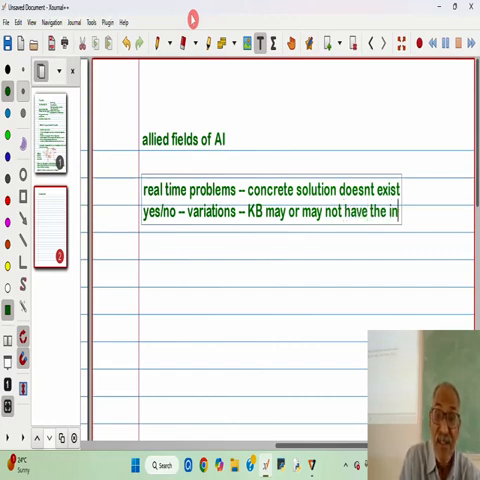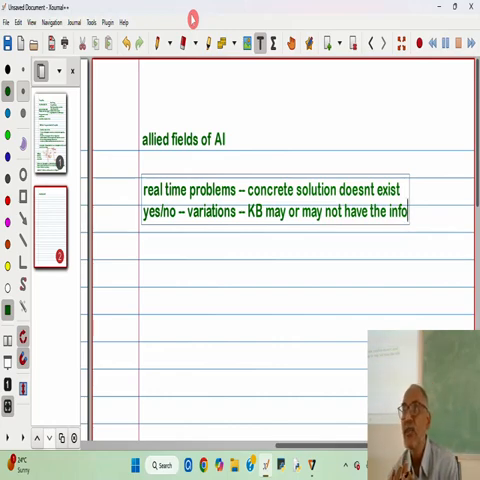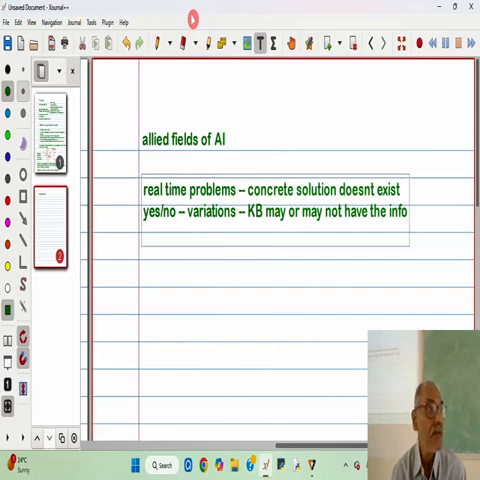What do you mean by info here? May be related to the problem or may be related to the solution. That is what I'm calling the info there. It may or may not have the info. Then what is the scenario?